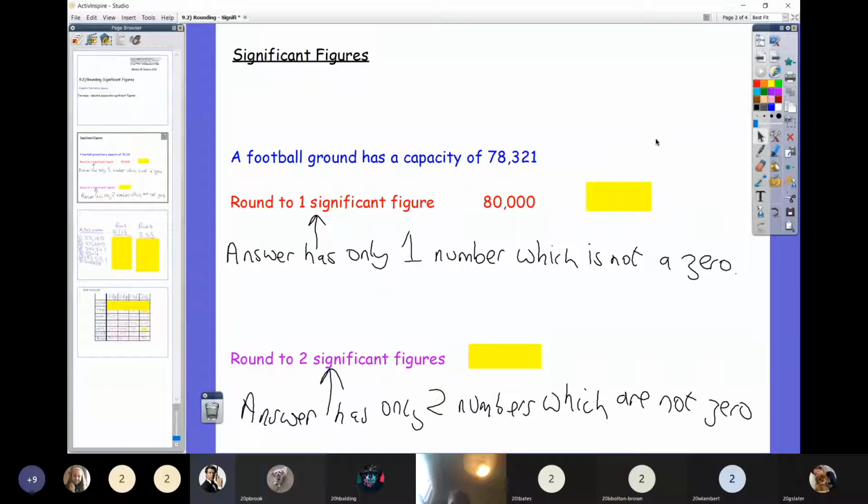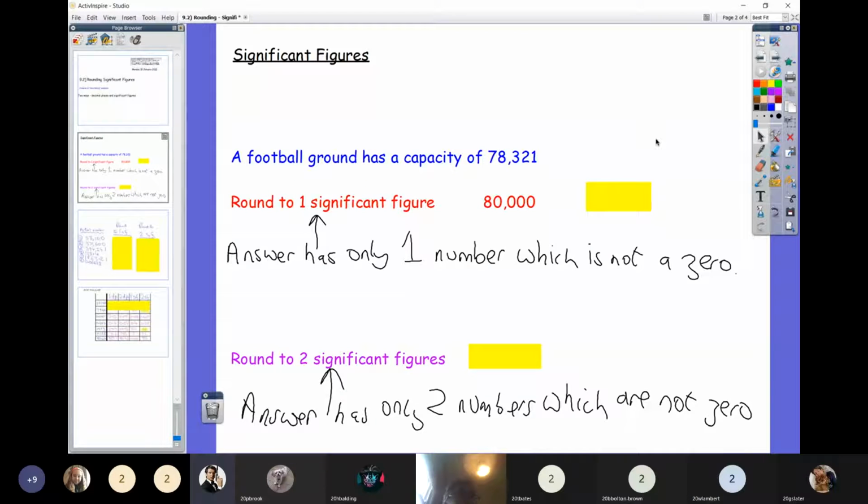Now, rounding to 2 significant figures, let's go back to that 78,321. With 2 significant figures, we now have 2 digits that aren't zeros. So we keep the 7 for now, and then we move on and focus on the second number. Does that 8 round up? So we have to look at the third number. The third number is below 5, not 5 or above. Okay, so that does not round up. So that 8 stays as it is.